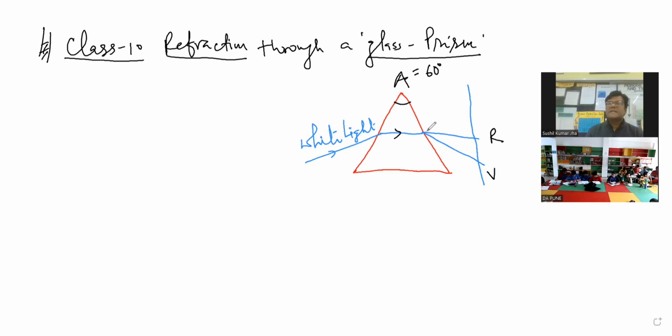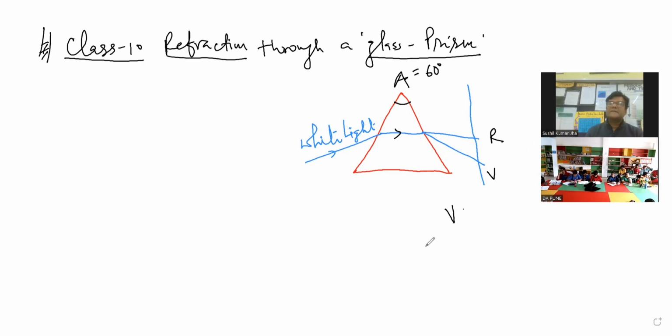And when it strikes the other face again, it is coming out into air, so it moves away from the normal. And in this process, white light, which is a combination of 7 different colors, gets scattered into 7 colors. I have marked only 2 colors, one is violet, the other one is red.